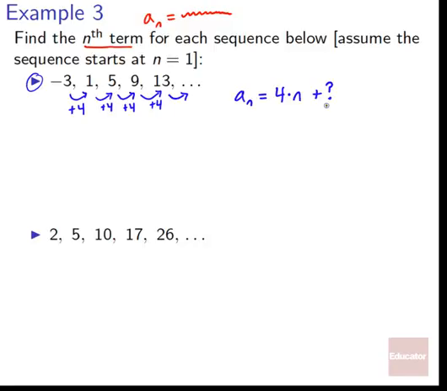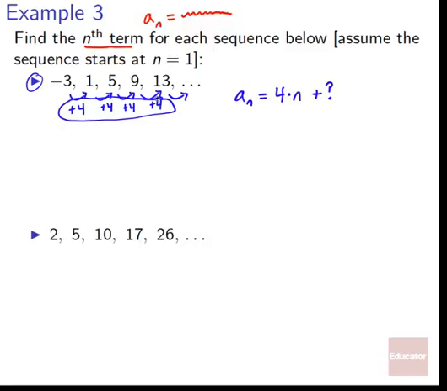That represents this step, step, step, step, plus 4, plus 4, plus 4, plus 4, right? Every step brings plus 4. Every term we move on to brings this adding by 4. And so 4 times n allows us to represent how many steps we've taken, multiplied by 4, and that brings that many 4s to the table.